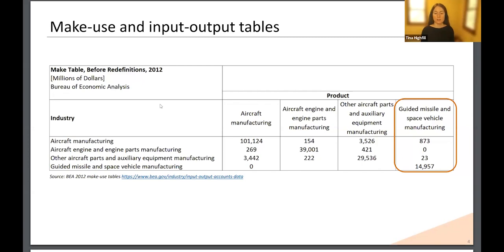The idea is when we're measuring the overall economy, we're measuring the products that are made, and then we're tracking which industries make them. When we're talking about the space economy, we start with the input-output tables. We measure the space economy the same way we measure the overall economy. We go through the input-output tables and we find the products that are relevant to the space economy. That's the basic overview of how we measure the space economy.